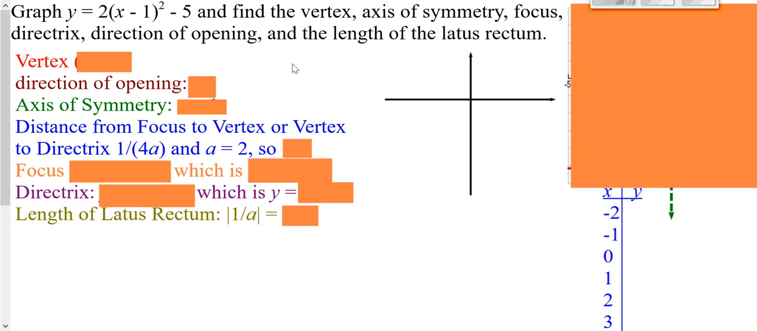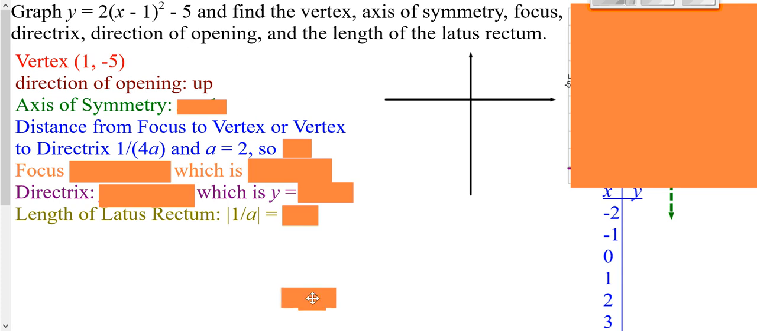This one is already given to you in vertex form. You need to go ahead and find your vertex and all that stuff. Now your vertex, because it's y equals, we know we're opening up or down. Because it's positive in front, we know we're opening up. Your vertex then is (h, k). It's always the opposite of what's in the parentheses, same as what's on the outside.